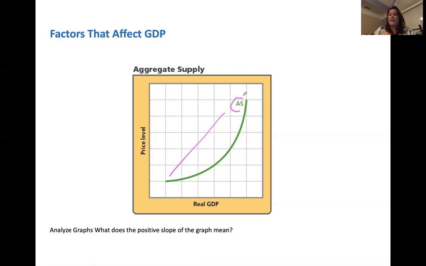Now, the AS stands for aggregate supply. So if you ever see this on a graph, you know this is macroeconomics. It's aggregate. It's the supply of everything. It's nothing in particular. So here we have price level and real GDP. Okay, so the positive slope means that as price level goes up, real GDP goes up.